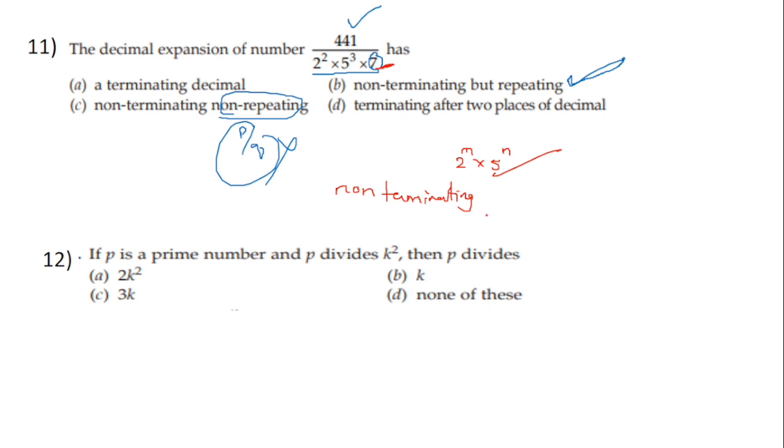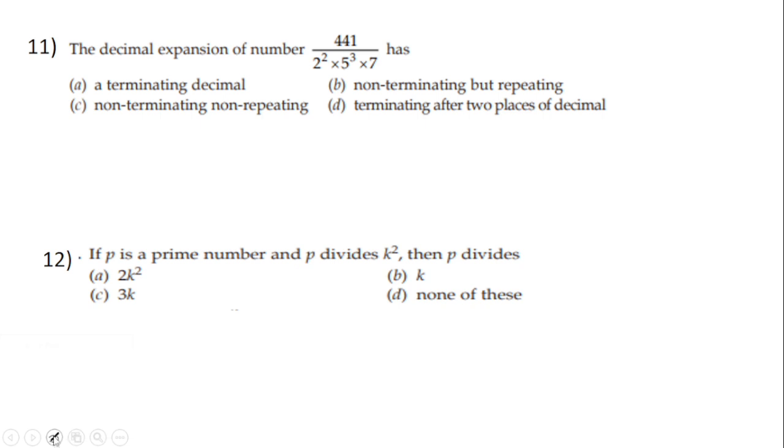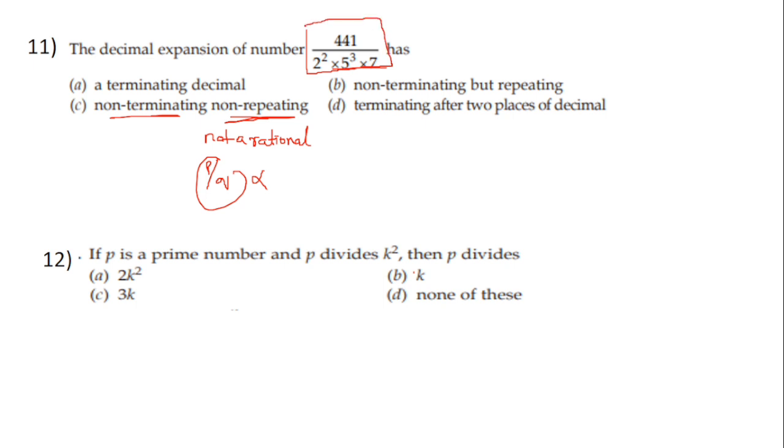The thing is, we have to decide whether it is repeating or non-repeating. See, if it was a non-repeating, non-terminating decimal, it is not a rational number. It cannot be expressed in p by q form. Are you able to understand? It cannot be expressed in p by q form, but the given number is in p by q form.